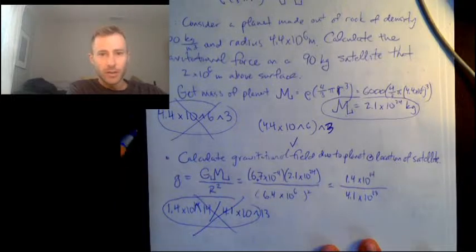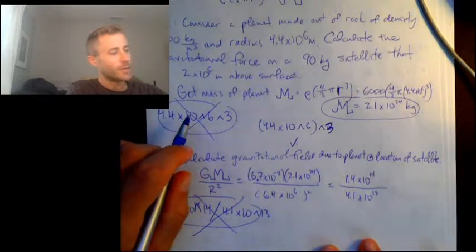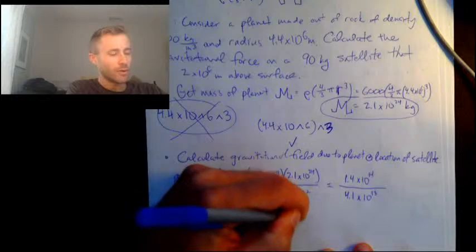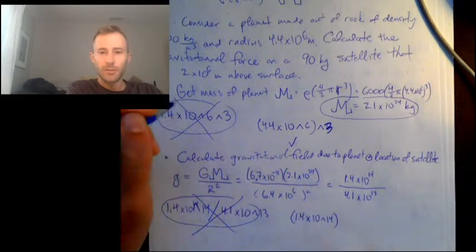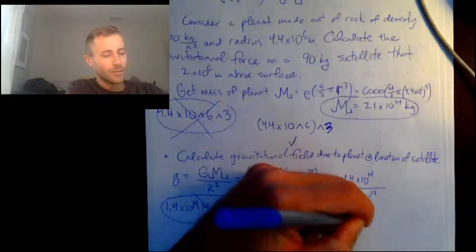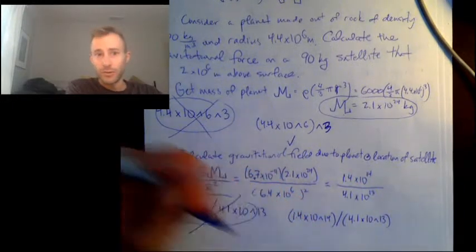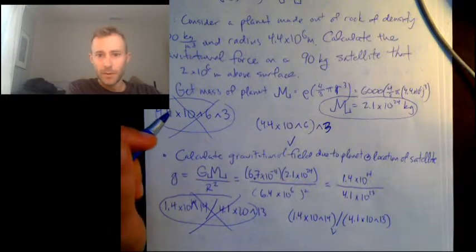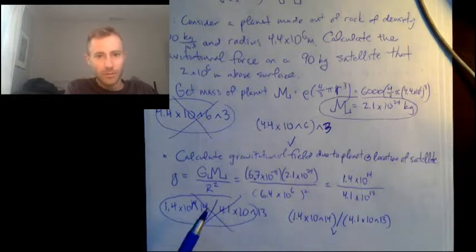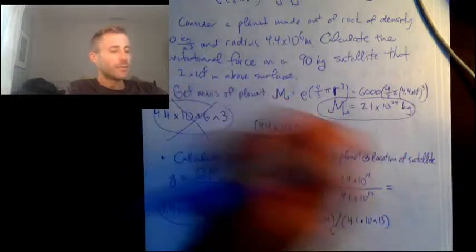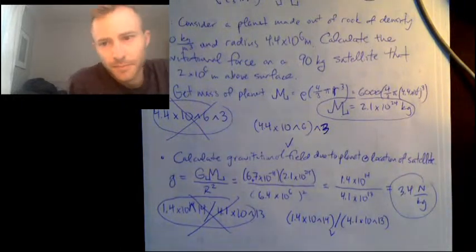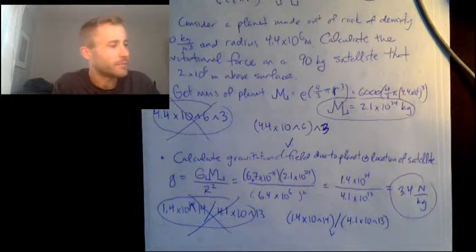No, do not do that. You need to use an abundance of parentheses. So what you want to do is put the entire numerator in parentheses, 1.4 times 10 caret 14, and also put the entire denominator in parentheses, 4.1 times 10 caret 13, and divide those in parentheses. This is the correct way to do that. Okay? If you don't put the parentheses, because of the order of operations within the calculator, you will get the wrong answer. Okay? So this gives 3.4 newtons per kilogram as the gravitational field that the satellite experiences. Okay?